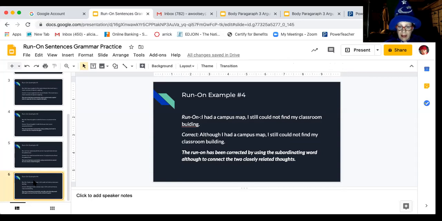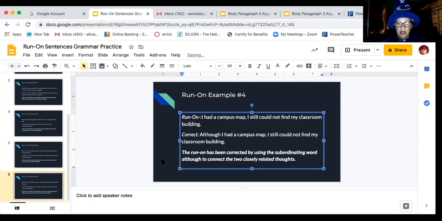I had a campus map. I still cannot find my classroom building. So this goes actually back to what you guys were doing earlier, those dependent words. So, although I had a campus map, I still could not find my classroom building. This run-on has been corrected by using the subordinating word, although, to connect the two closely related thoughts. So even with the comma, it's still a run-on sentence. You need the although to make it not a run-on sentence.